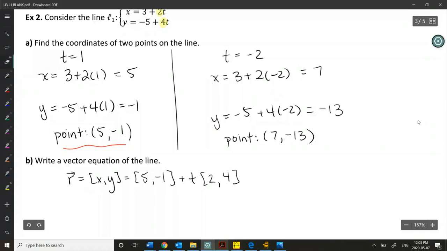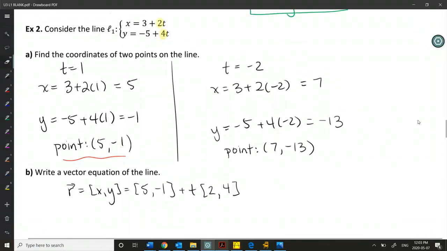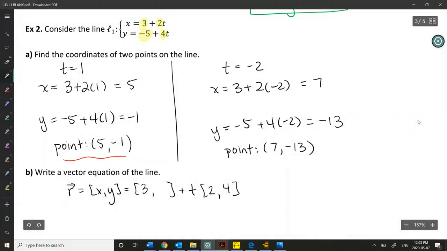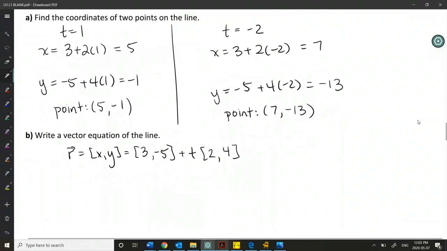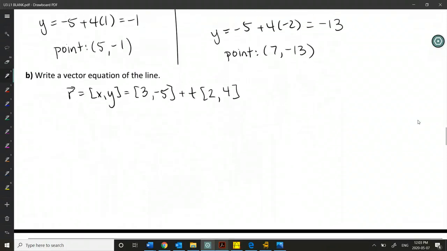2, 4. Or alternatively, if you want to use the point that's given to you with the parametric equation here, you can use 3, -5. So it doesn't really matter. I could have also used the other one that was found, not given to me, which is 7, -13. So there are infinite answers for that piece of the equation. But we'll just work off the parametric equations that we were given here. So I'm going to use 3, -5. So there's our vector equation.